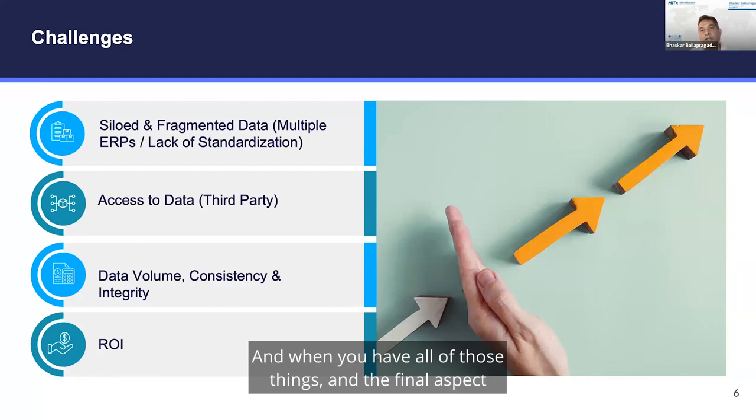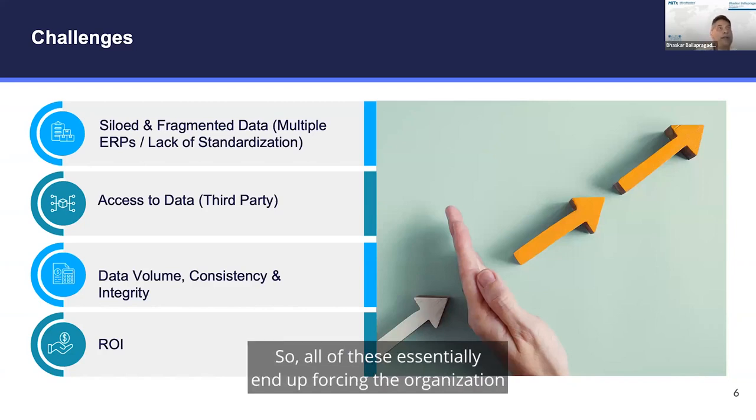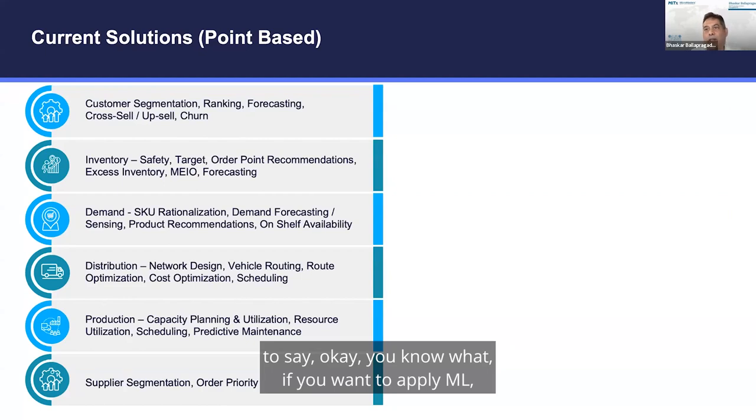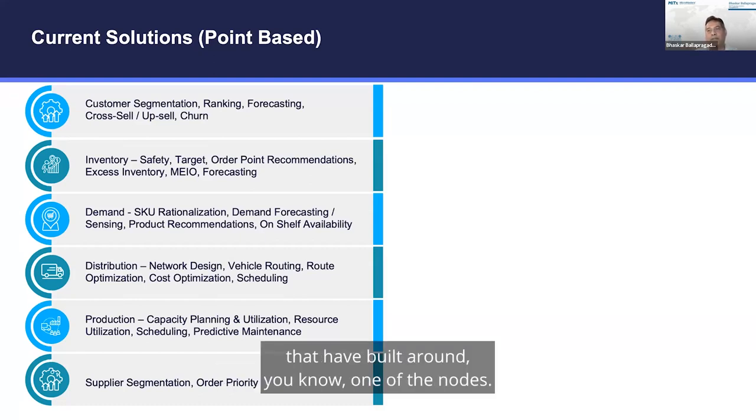And when you have all of those things, the final aspect in terms of moving from BI to some sort of an ML solution is the necessary budget and the allocation that is associated with the ROI that you have to sell to your CFO. Right? So all of these essentially end up forcing the organization to say, okay, if you want to apply ML, if you want to solve some supply chain problems, and you have these data challenges, let's go with simpler point-based solutions. And that's what ends up happening in the marketplace, right? So what you end up seeing is solutions that are built around one of the nodes, and the nodes I talked about: supplier, customer, warehouses, production, et cetera.